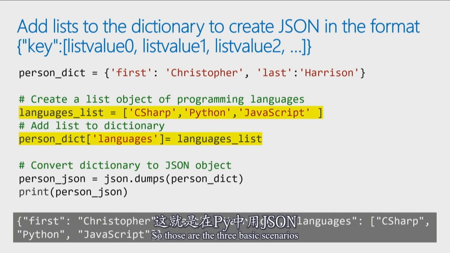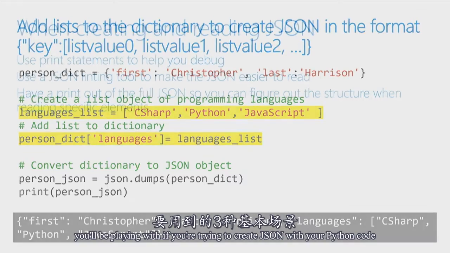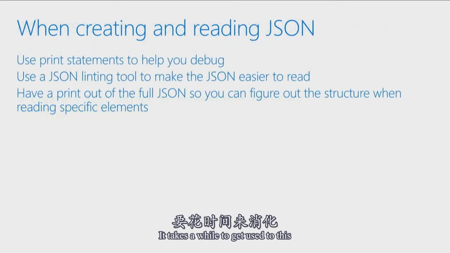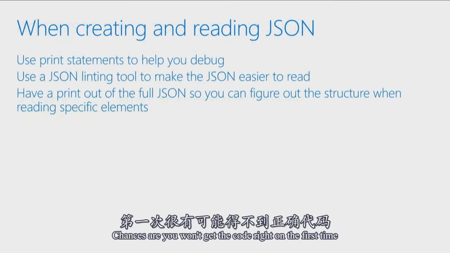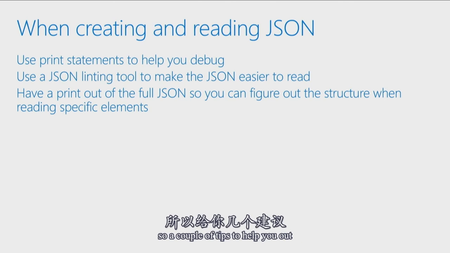So those are the 3 basic scenarios you'll be playing with if you're trying to create JSON with your Python code. It takes a while to get used to this. Chances are you won't get the code right the first time you have to read JSON or write JSON. So a couple of tips to help you out.